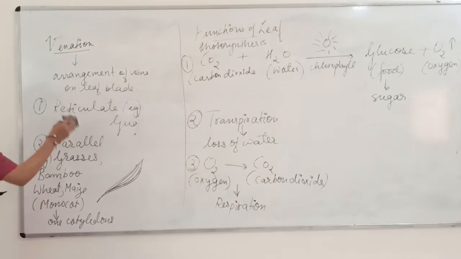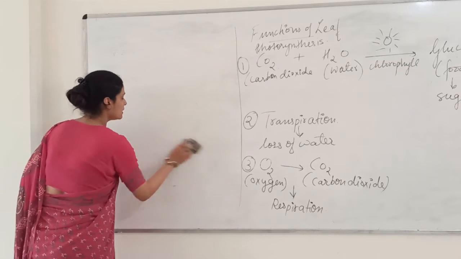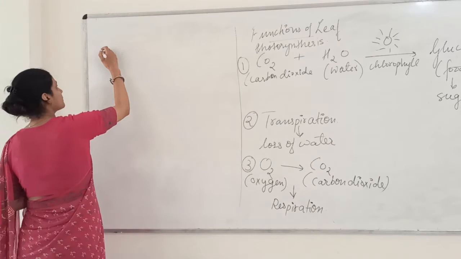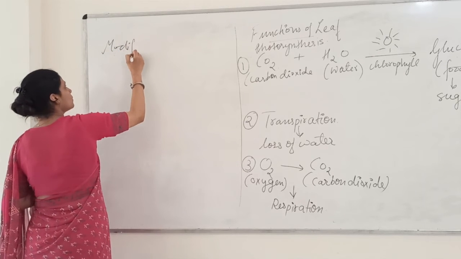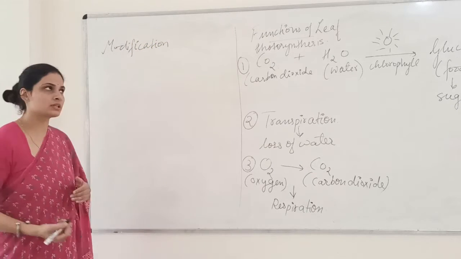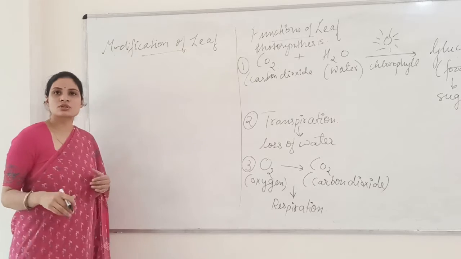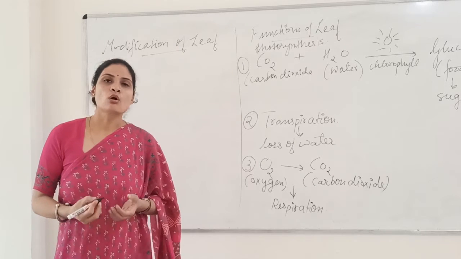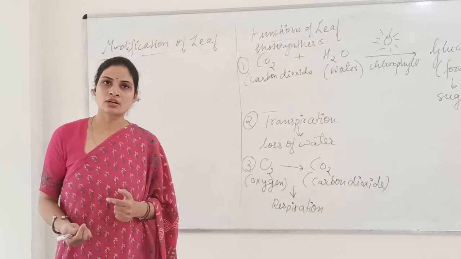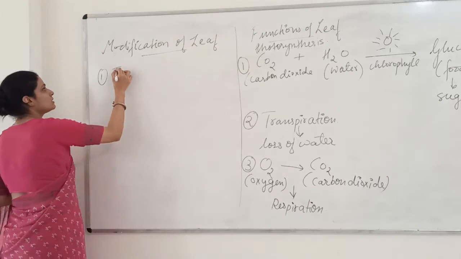Okay. Now next is the modification of leaves. Just now we have studied that the leaf helps in preparing the food for the plant. But there are some leaves which perform a different function other than preparing food for the plants. So to perform those special functions, the structure of the leaf gets modified, or we can say it gets changed. Okay, so the first modification of leaf is the tendrils.